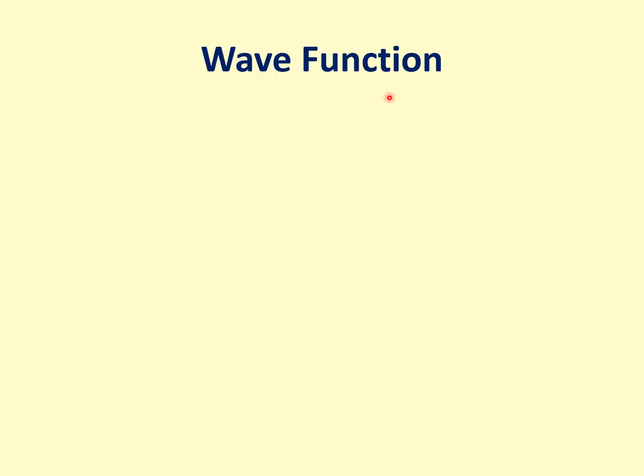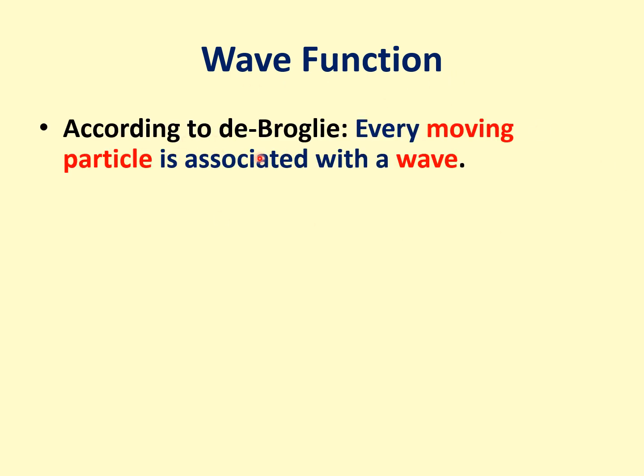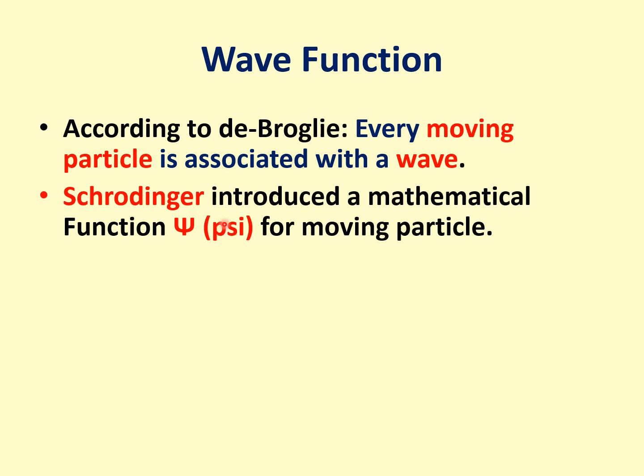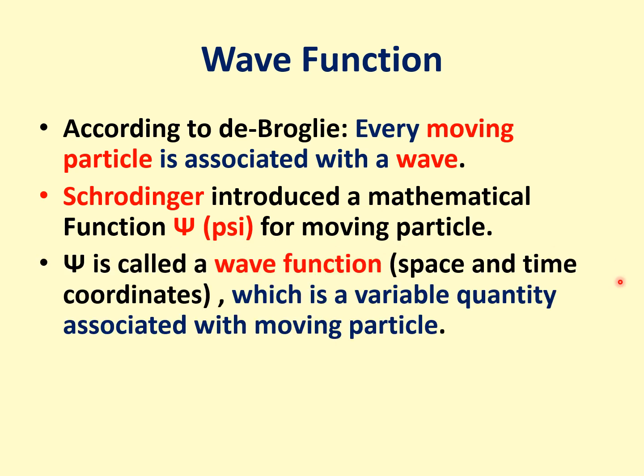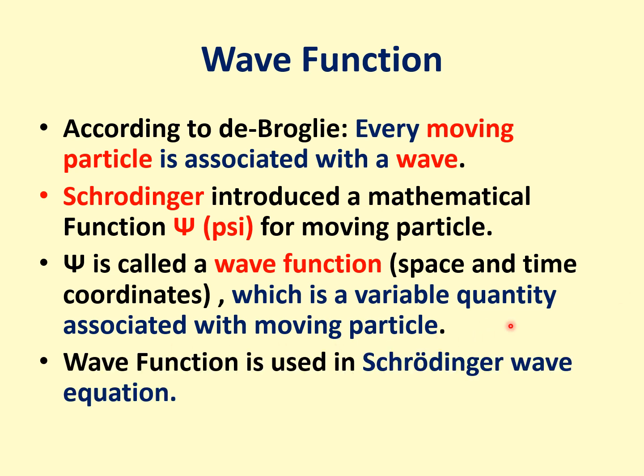Now we will see what the wave function for matter waves is. As we have seen, according to de Broglie, every moving particle should be associated with a wave, and Schrödinger introduced a mathematical function psi for the moving particle, which is known as the wave function. It is a function of space and time coordinates x, y, z and t, and it is a variable quantity associated with the moving particle. The wave function is used in the Schrödinger wave equation.